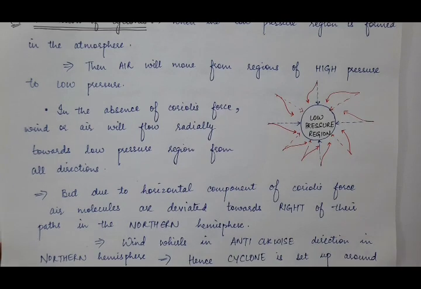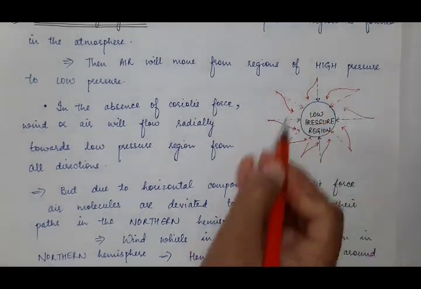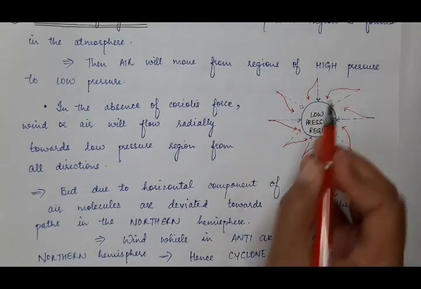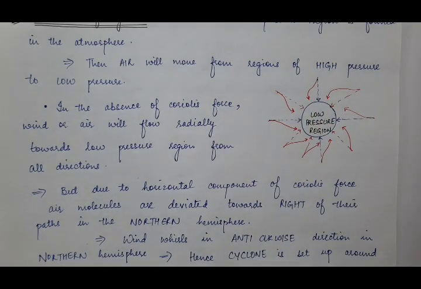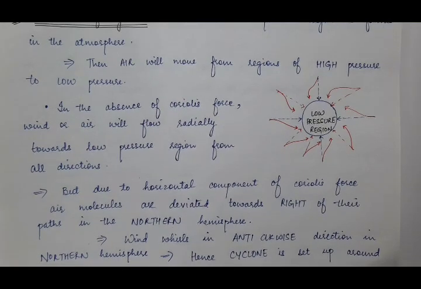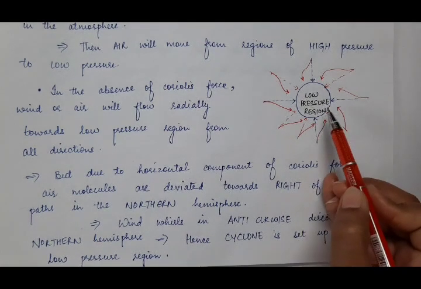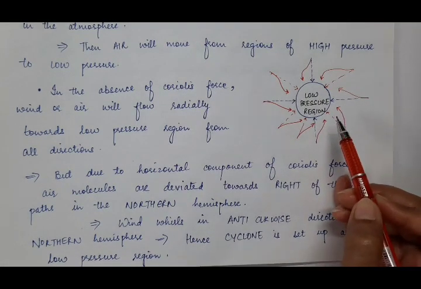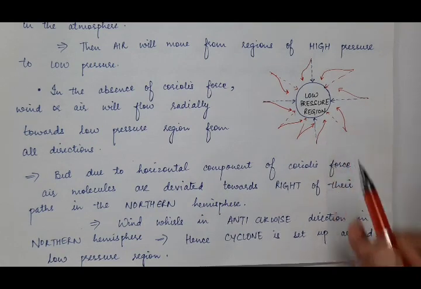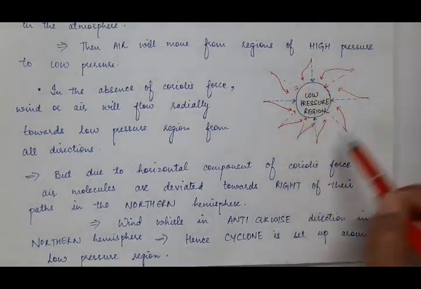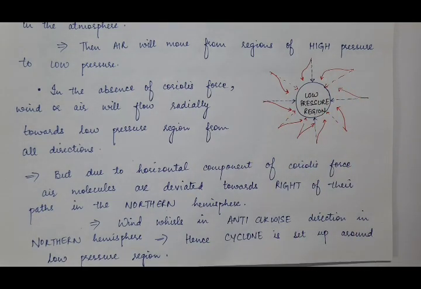And similarly, the wind will start whirling in this direction, meaning anti-clockwise, and hence a cyclone is set up around the low pressure region. Whereas in the southern hemisphere, the air molecule will deflect towards the left, so the wind will whirl in this direction, in the clockwise direction. In this way, cyclones are formed in the northern hemisphere as well as in the southern hemisphere because of the presence of the horizontal component of Coriolis force.